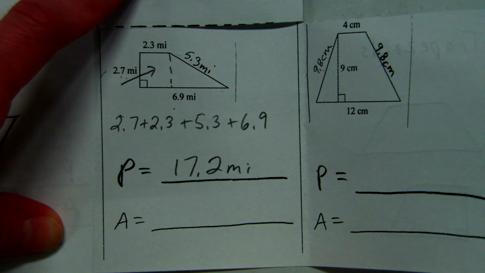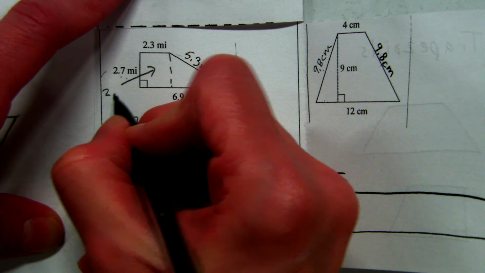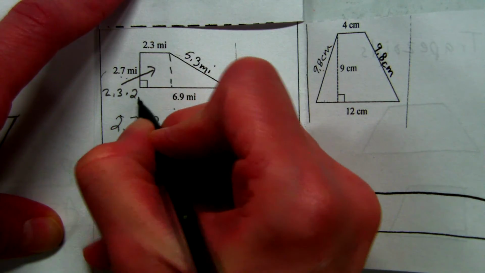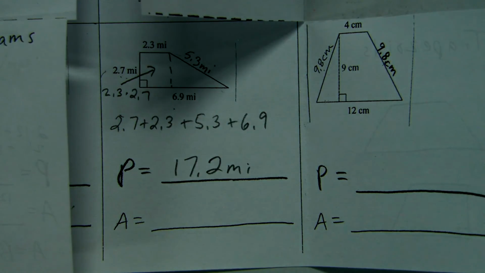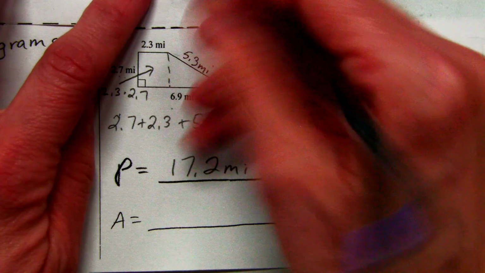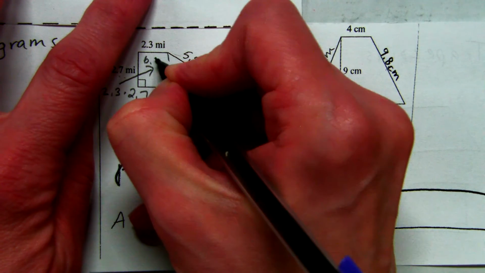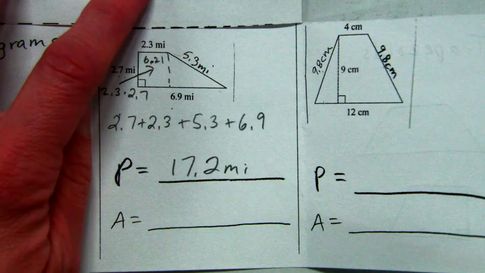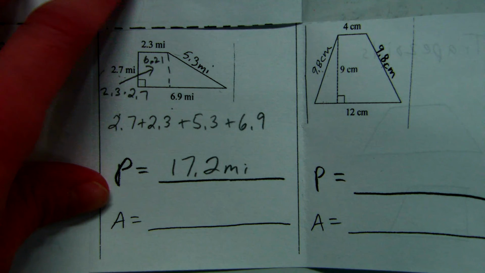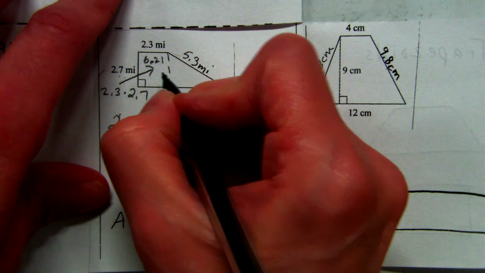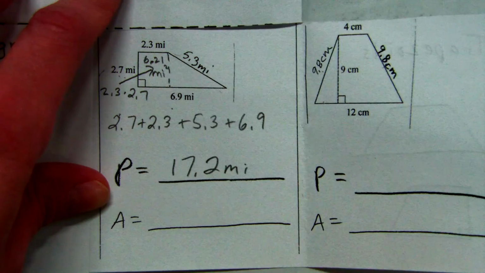2.7 times 2.3, good. And so we're going to do that to find this. So 2.3 times 2.7, I get 6.21. I'm just going to write that in the middle so I'll keep track. And I'm not going to round it off till I get to the last answer. So that part has 6.21 square miles.